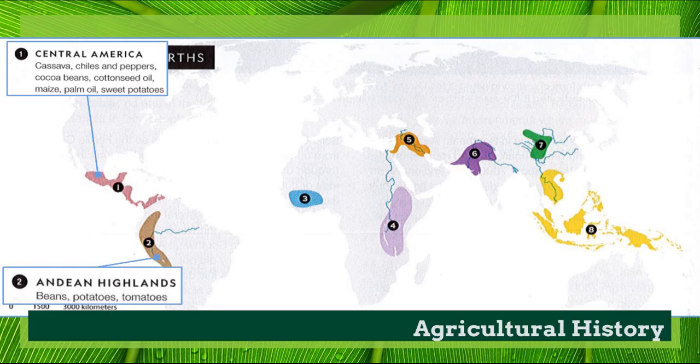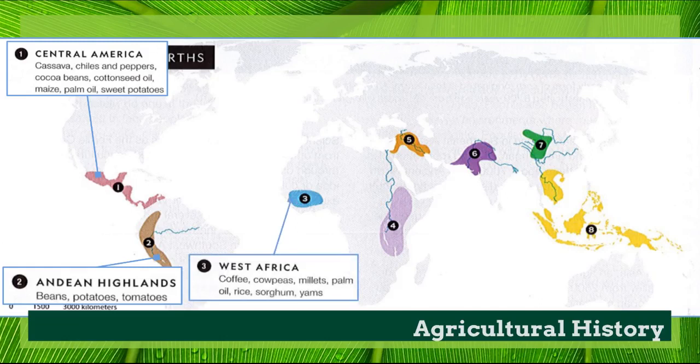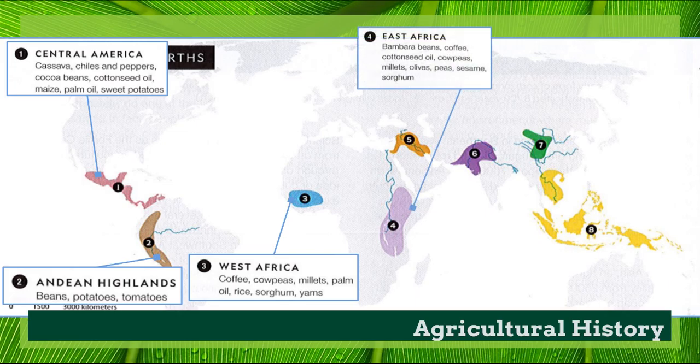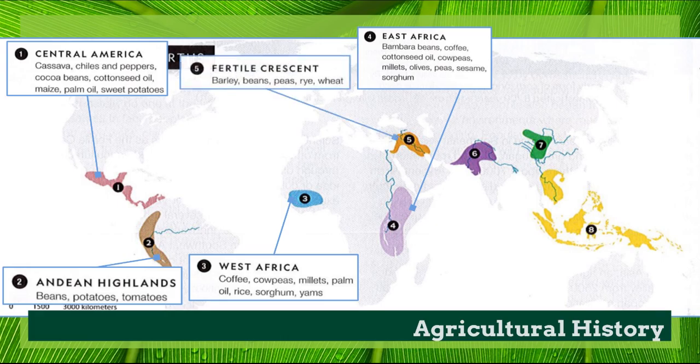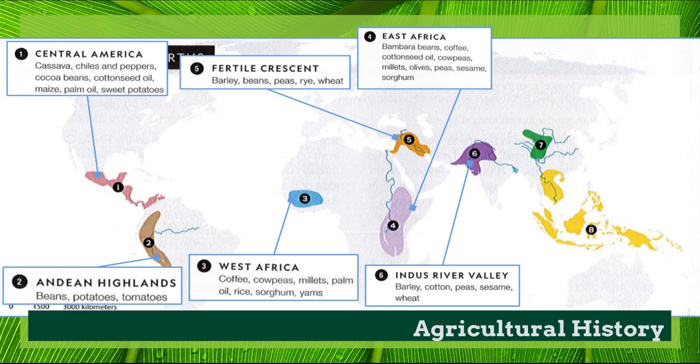In the Andean highlands, we have tomatoes being developed along with other vegetables like beans and potatoes. West Africa, coffee, things like palm oil, yams. In East Africa, also we have coffee. We also have olives, which is associated perhaps not so much with Africa anymore, but still can be grown there. Cottonseed oil. In the Fertile Crescent, which I'm sure you've heard about, we have between the Tigris and Euphrates rivers, peas, things like wheat. The Indus River Valley, we have barley and cotton.